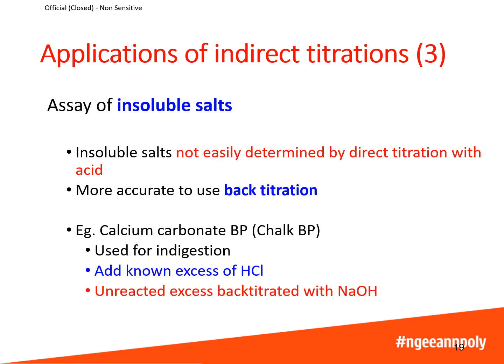One more application of indirect titration is in the assay of insoluble salts. Because it's not soluble in water, it's difficult to determine the amount of insoluble salt using a direct titration. So it's more accurate to use back titration or indirect titration instead. An example is calcium carbonate, BP. BP stands for British Pharmacopoeia. This is used for indigestion. So to do the assay, a known excess volume of HCl is added to the calcium carbonate, and any unreacted excess HCl is back titrated with NaOH.